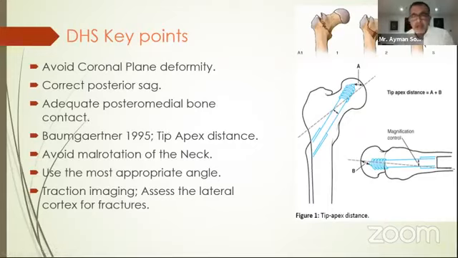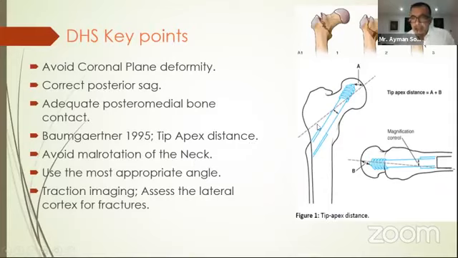As we learn at the levels of evidence, RCTs and meta-analyses are important, but look at Baumgartner, he's giving us the tip apex distance. This was a retrospective cohort study, and it's very important. The collective distance from the center of the femoral head to the tip of the DHS lag screw, in both AP and lateral projections, should not be more than 25 millimeters. If it's more than 25 millimeters, there's a high risk of procedure failure.